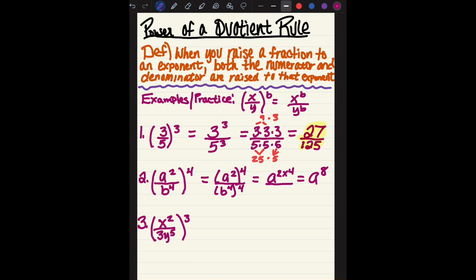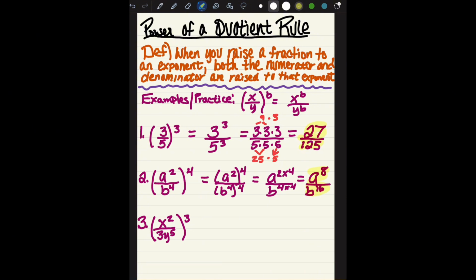Next, we're going to focus on the denominator. So we've got b as our base, and we have 4 times 4. So b to the 16th power, since 4 times 4 equals 16, and 16 is our exponent. So our answer for number 2 is a to the 8th power over b to the 16th power.